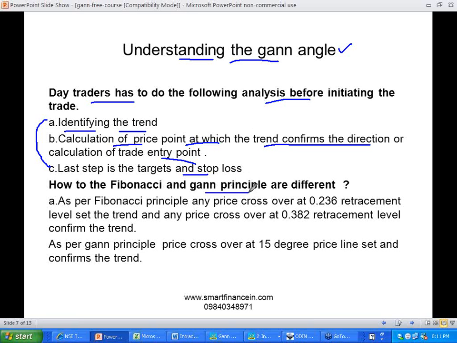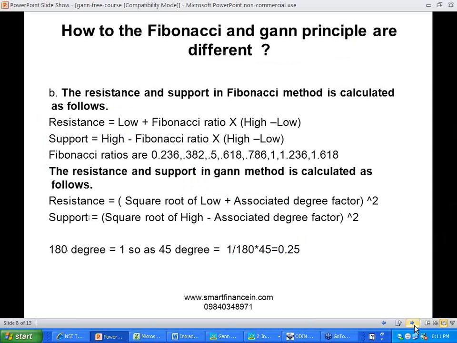How is this Gann principle different from the Fibonacci principle? In the Fibonacci principle, we say that a price crossover above the 0.236 retracement level sets the trend and above 0.382 confirms the trend. In the Gann principle, the 15-degree price line sets and confirms the trend. This is the basic difference between Gann and Fibonacci.